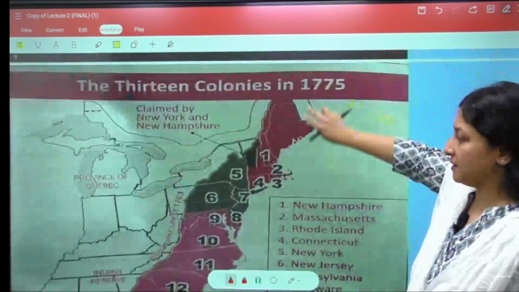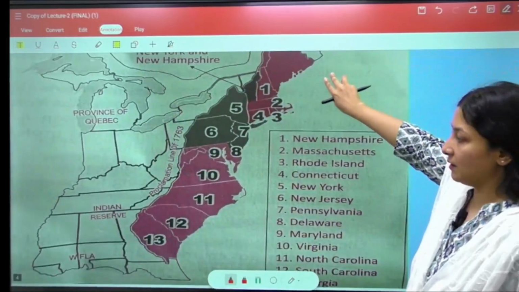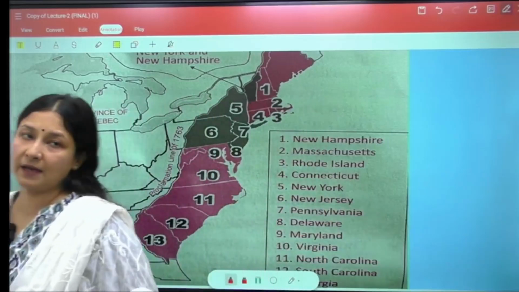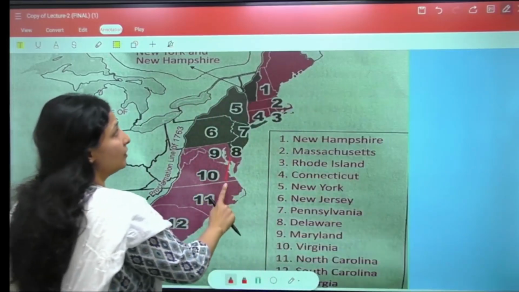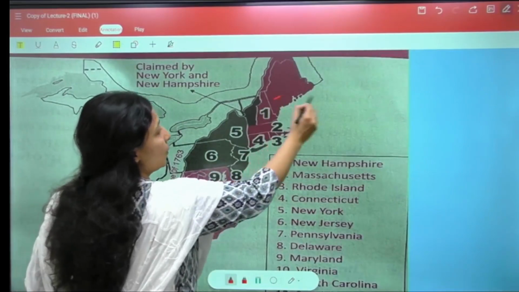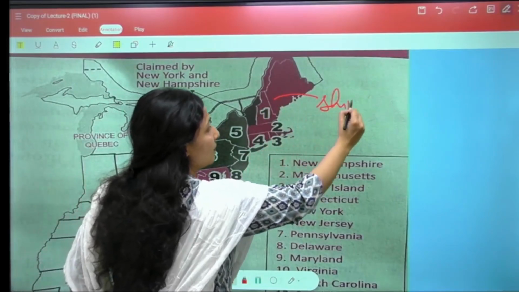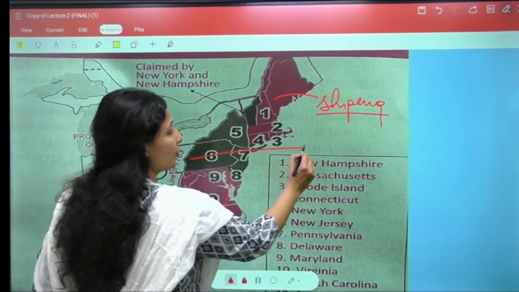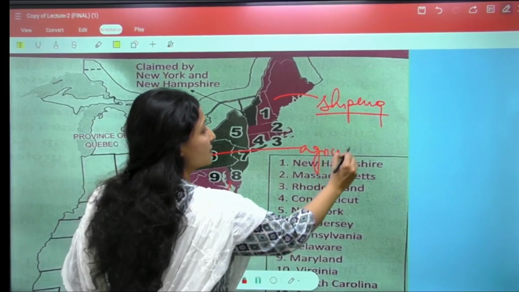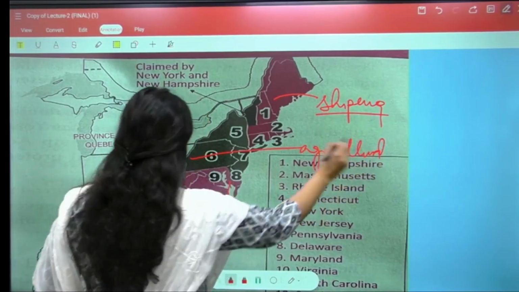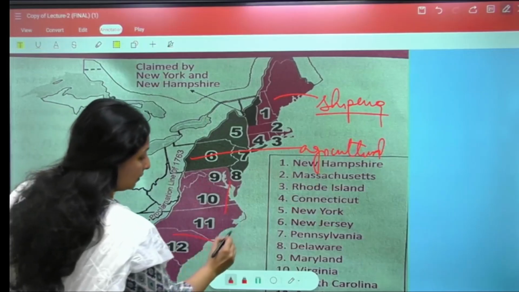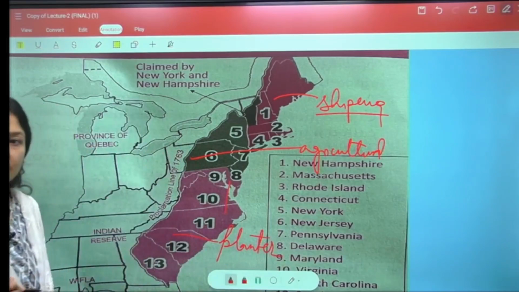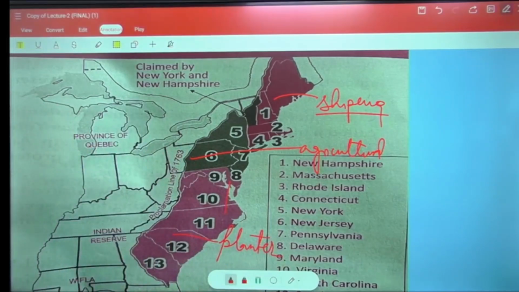Is it clear? See, the diagram is over here. This is how they were settling. Again, I'll mark it up over here. This part will be for your shipping purposes. This one will be for your agricultural lands. And this one over here will be the planter lands. Is it clear? Now you see it clearly on the map.